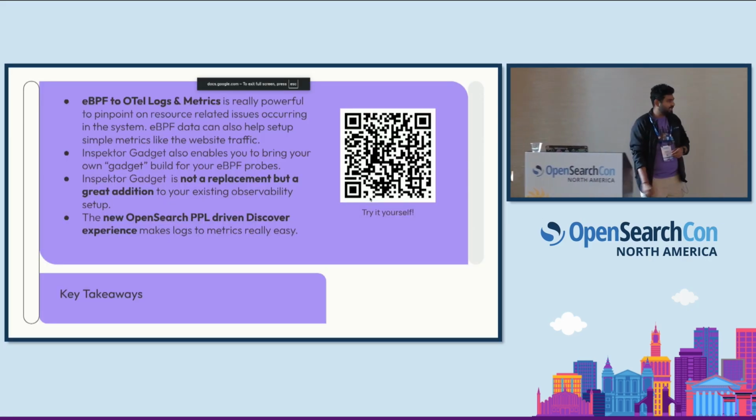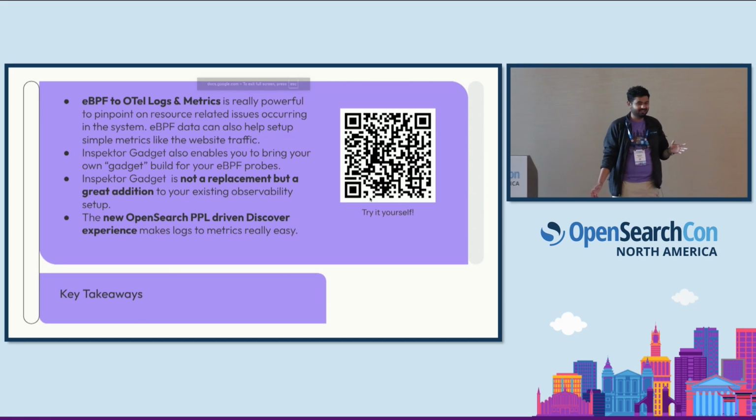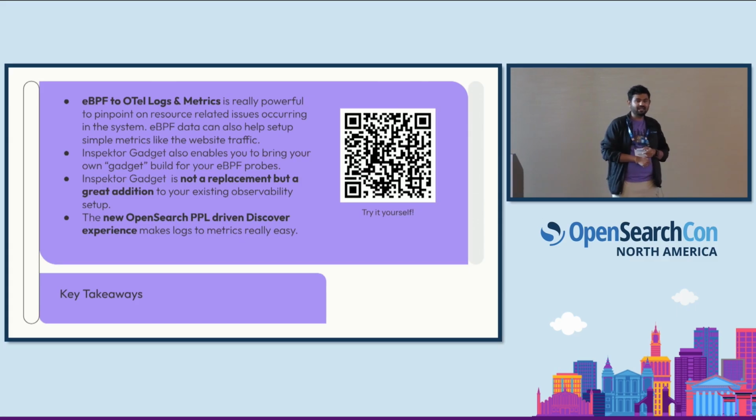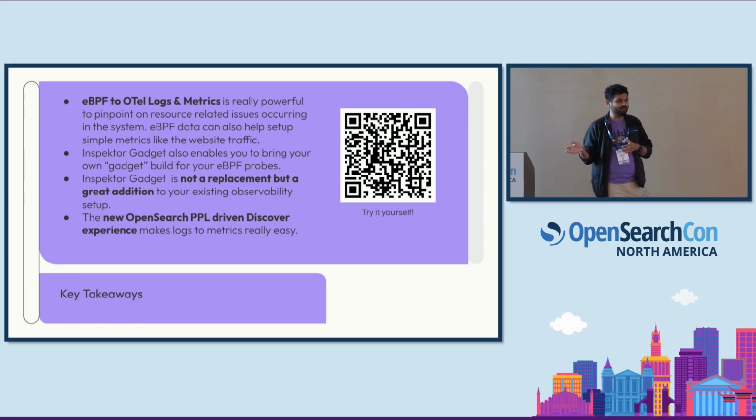So what are the key takeaways from our session today? Logs, traces, and metrics are still needed. You cannot do without them. But eBPF creating this telemetry data is a good addition to your existing monitoring stack. You can use that QR code to go and look at my demo itself. You can try it yourself. It's there on my fork in the Inspektor Gadget branch.